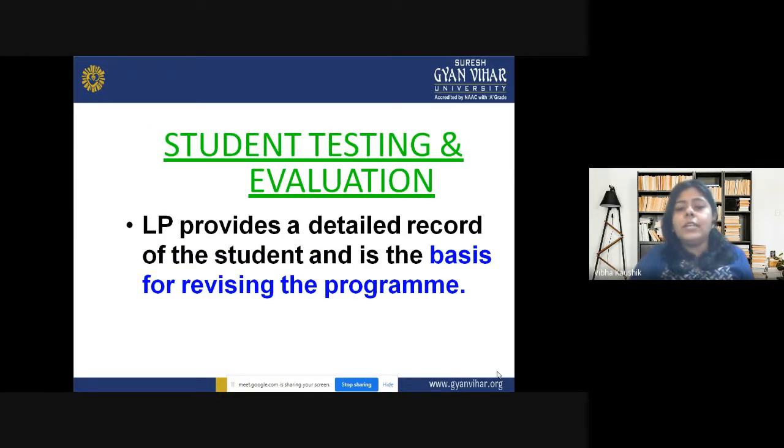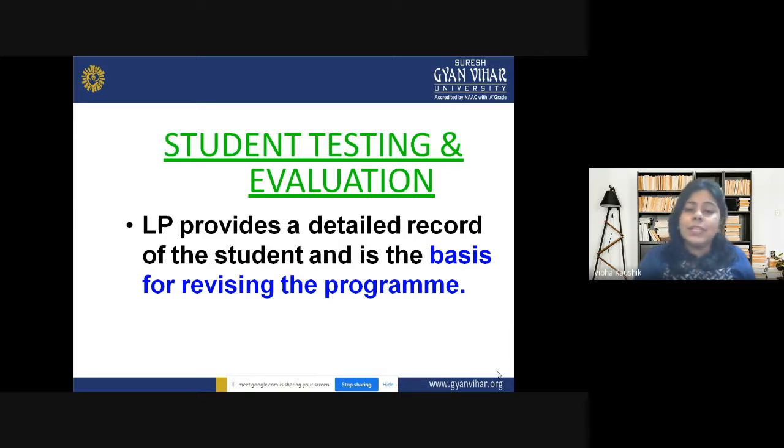Now, student testing and evaluation. Linear programming provides a detailed record of the students and is the basis for revising the program. It provides a detailed record of the student, how they have responded to that particular program, how they learn through that particular program. Means everything has been recorded. A detailed record of the student and is the basis for revising the program.